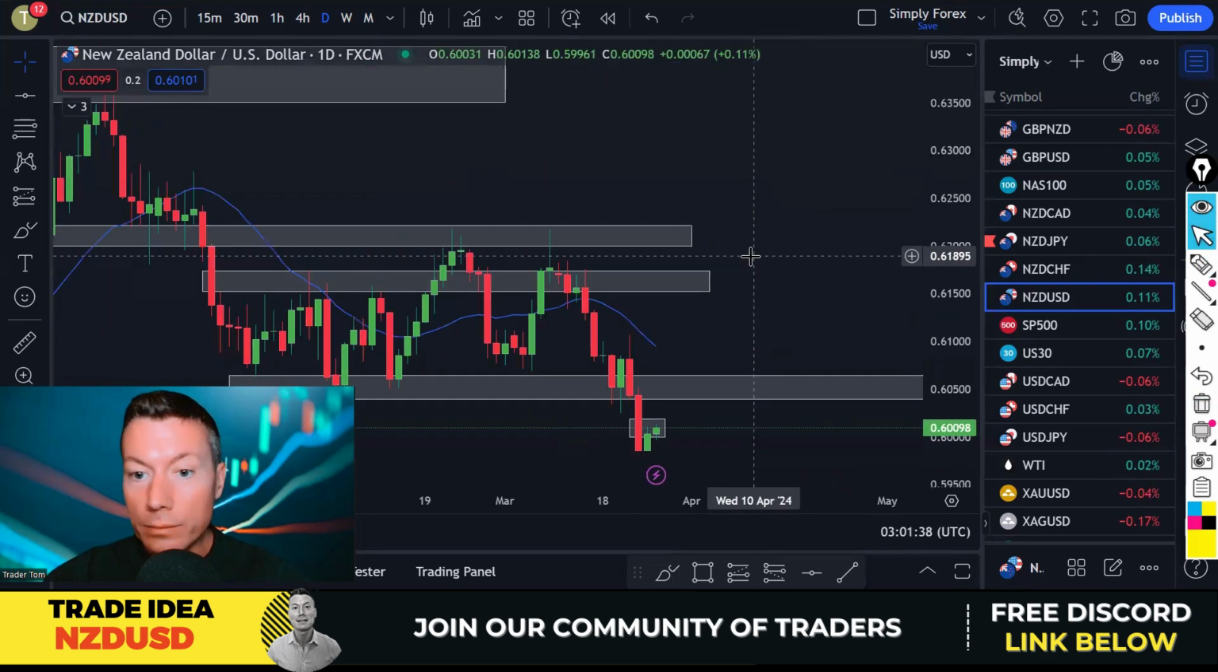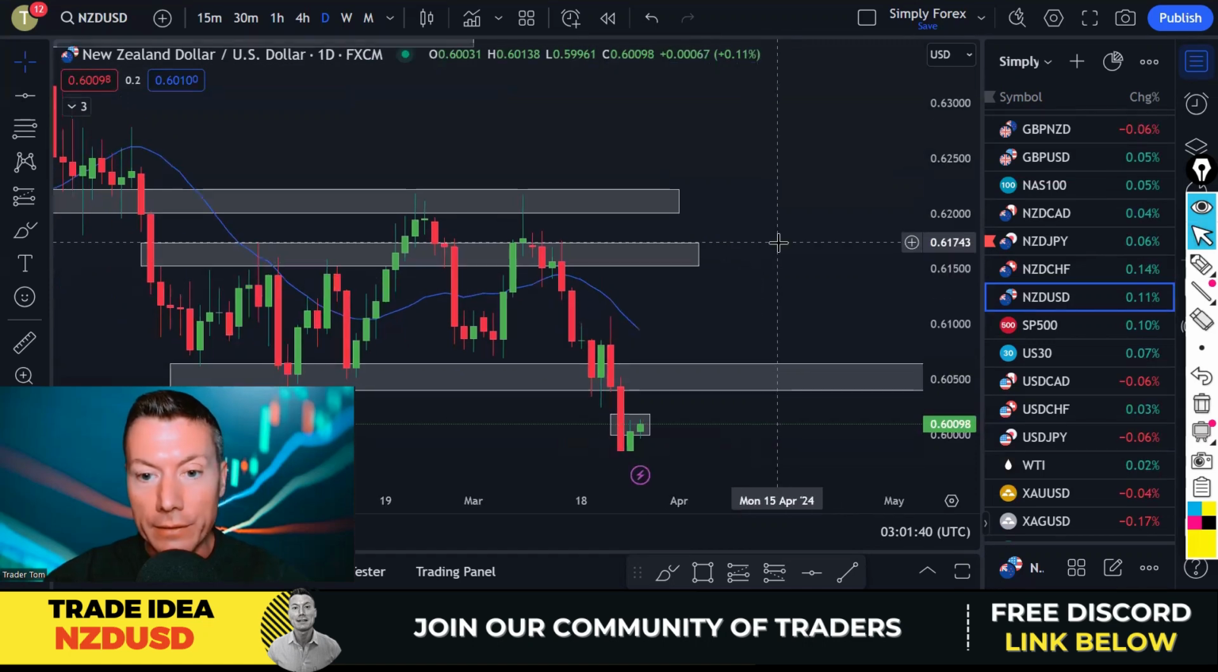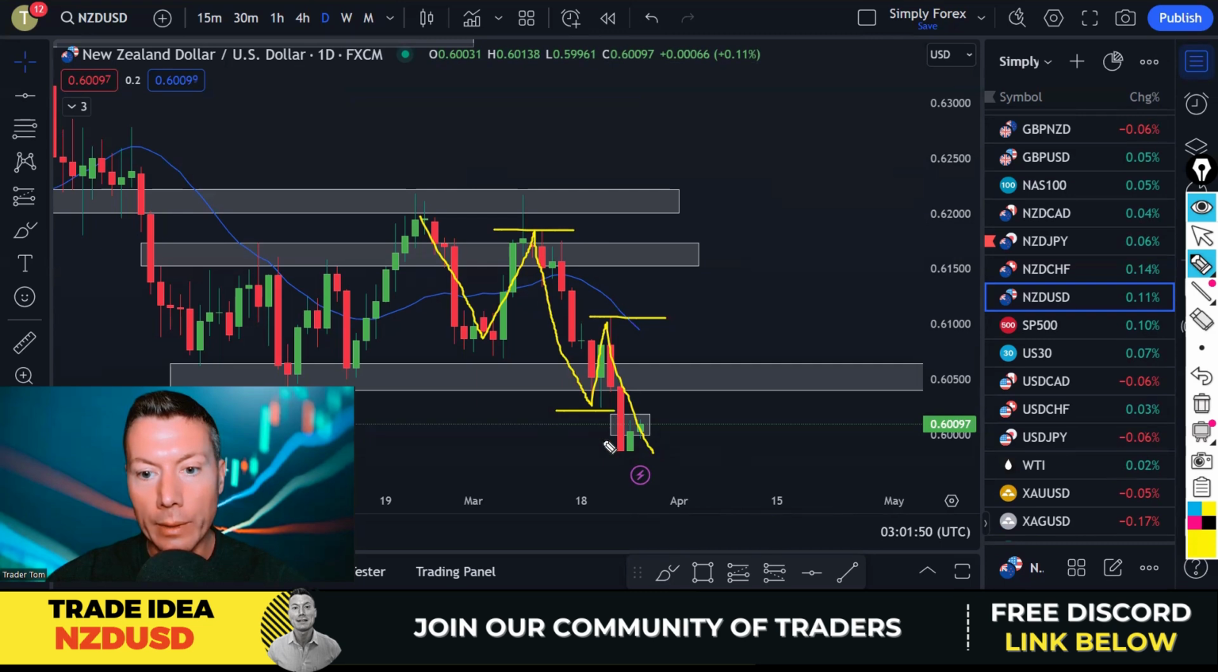Okay, so my first trade idea for today is New Zealand dollar against the US dollar. And again, just to reiterate, follow structure. We're in a downtrend. Lower highs, lower lows. This is a low as well. Lower lows. Okay, bearish candles, bearish, bearish.